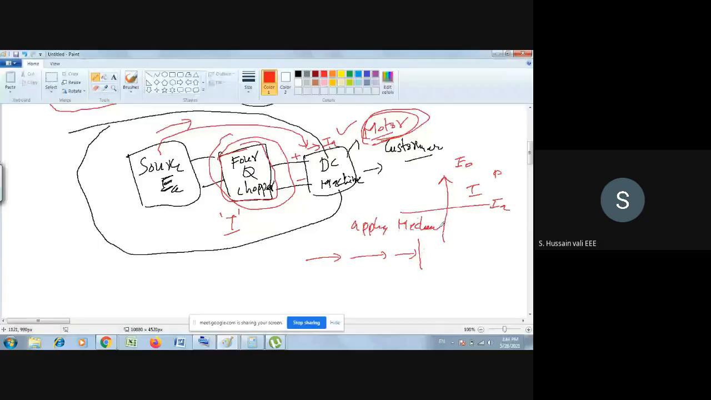When you apply mechanical brakes, what will happen? Before you apply brakes, the vehicle is running with some kinetic energy, the wheels have some kinetic energy. Now when you apply mechanical brakes, this kinetic energy will dissipate as heat. Am I correct or not? Yes or no? Yes, sir.